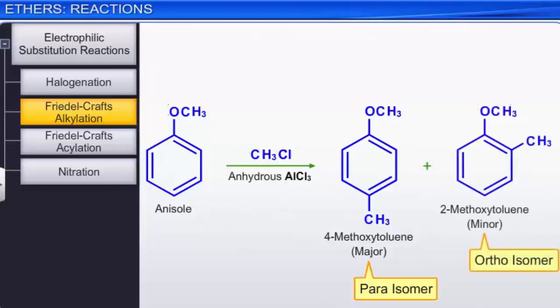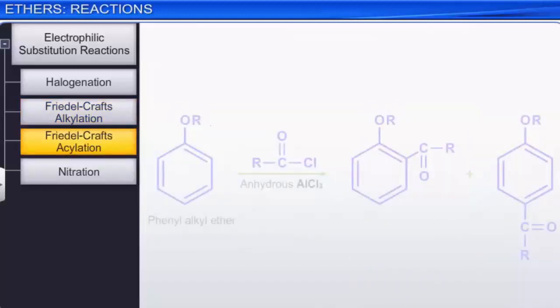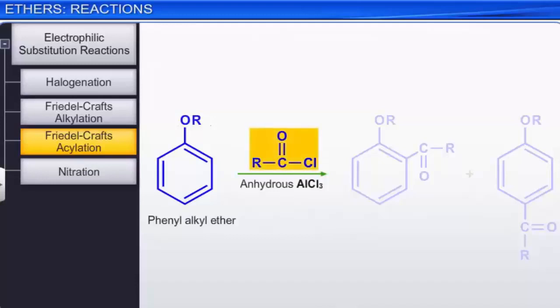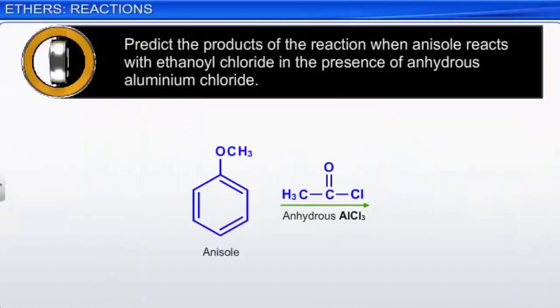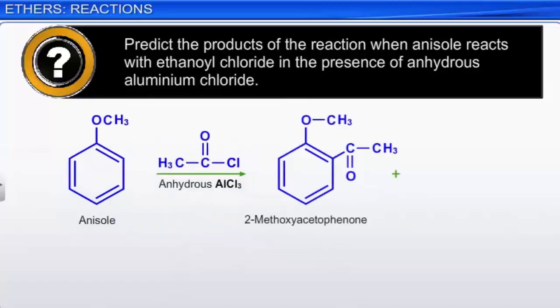Friedel-Crafts acylation reactions are also possible. Phenyl alkyl ether reacts with an acyl chloride in the presence of anhydrous aluminium chloride as a catalyst. This introduces the acyl group at the para and ortho positions. Predict the products of the reaction when anisole reacts with ethanoyl chloride in the presence of anhydrous aluminium chloride. Under these conditions, Friedel-Crafts acylation will occur. The para isomer, that is 4-methoxyacetophenone, will be the major product.